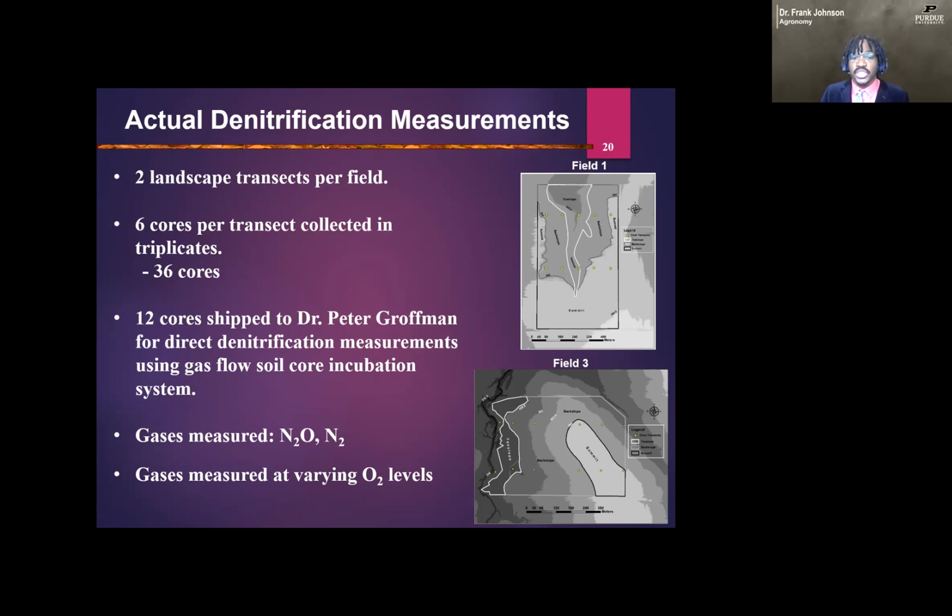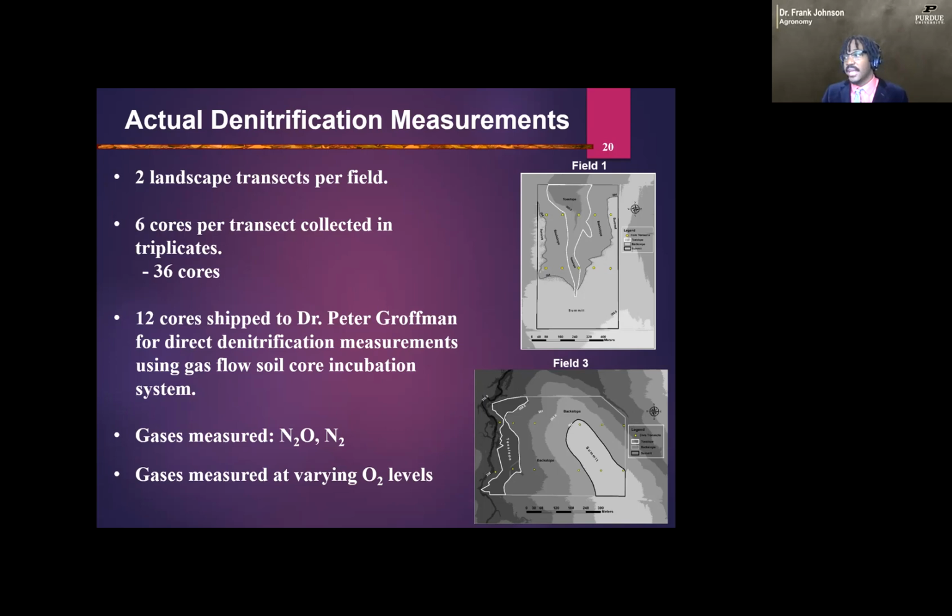12 of the cores were shipped to Dr. Peter Groffman and his team in New York for direct denitrification measurements using a gas flow soil core incubation system. They were using the N-Farm, which is the nitrogen-free atmospheric recirculation method. And the gases that they measured were nitrous oxide and dinitrogen. They measured them at varying O2 levels, at 0% oxygen and at 20% oxygen.